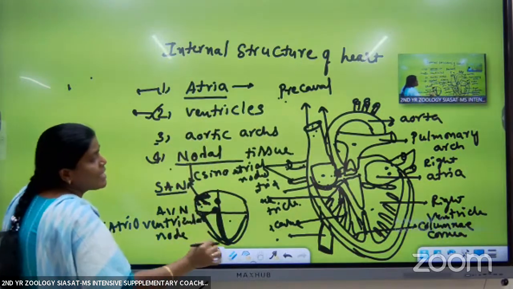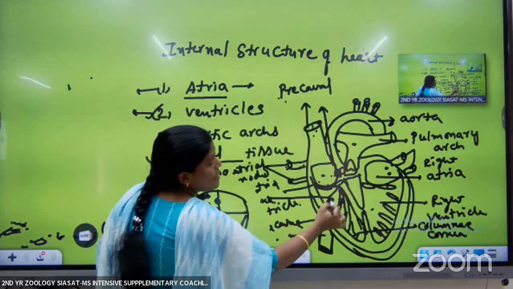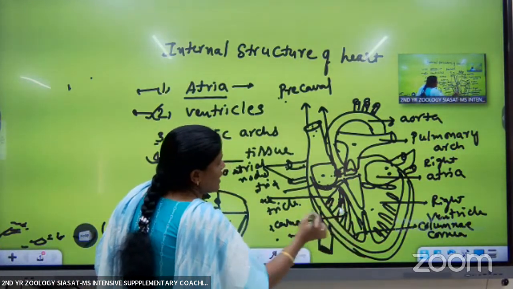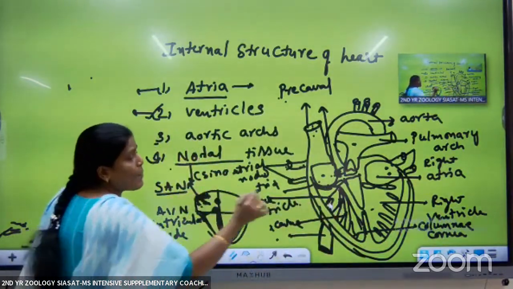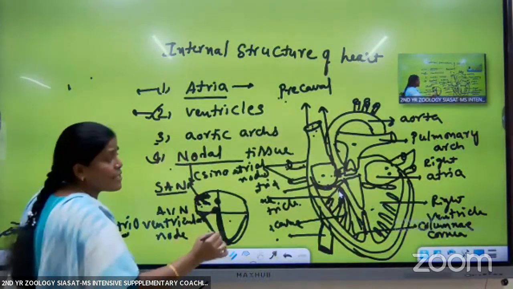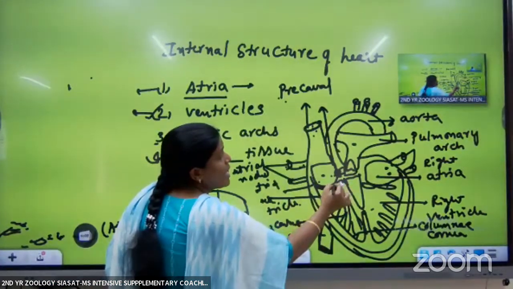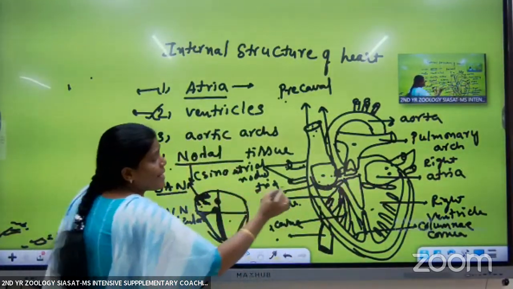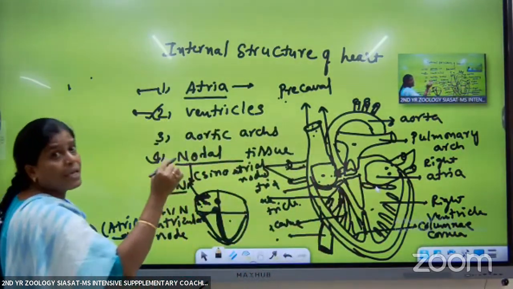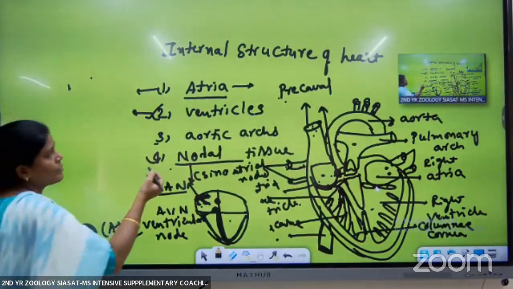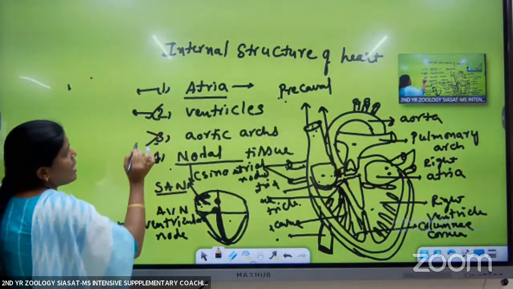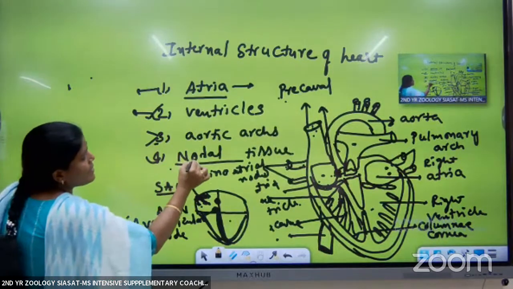Ventricles have muscles. These are called columnae carneae, and the longer, conical muscles are called papillary muscles. The papillary muscles are connected by thread-like structures called chordae tendineae. What is the use of the chordae tendineae? They control the tricuspid and bicuspid valves, which are present in the AV apertures. Next are the aortic arches. There are two of them, the systemic arch and the pulmonary arch. We already discussed them.